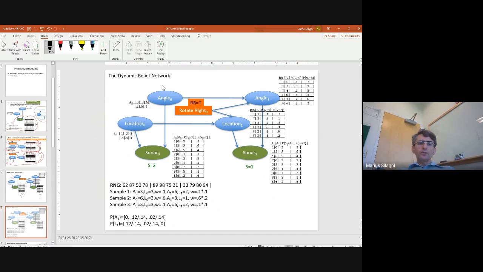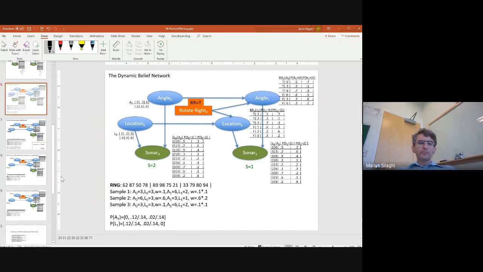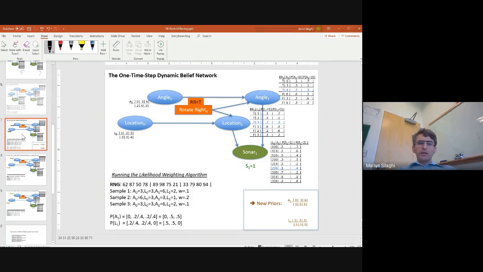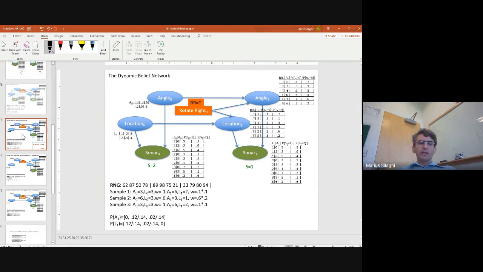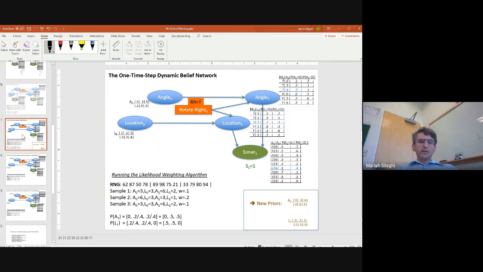Then we are going to take these Bayesian networks and we are going to run over them likelihood weighting. Okay, so we are going to run the likelihood weighting algorithm. You are familiar with the likelihood weighting algorithm. It is here. So let's look at this matrix, this slide over here.